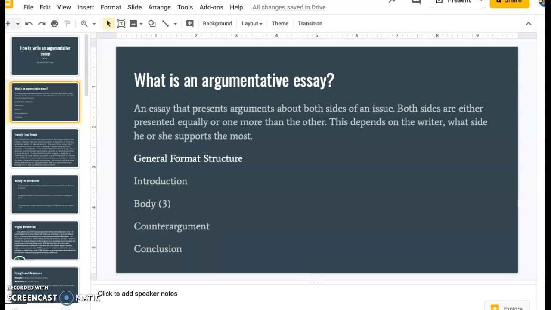The general format structure of an argumentative essay is a little bit different than just any regular essay. You will need an introduction, a body, but you also need a counterargument, which addresses an opposing side. We'll go more in depth with that component later on in the video. You will also need a conclusion, and the ideal amount of body paragraphs to support your point and your argument would be about 3.